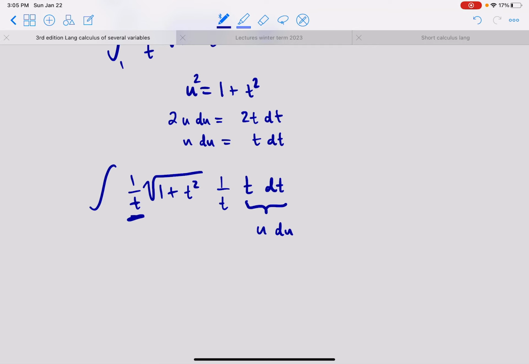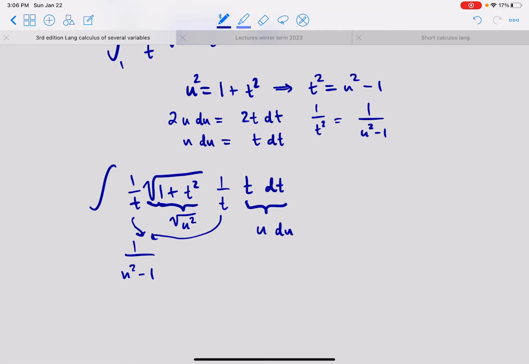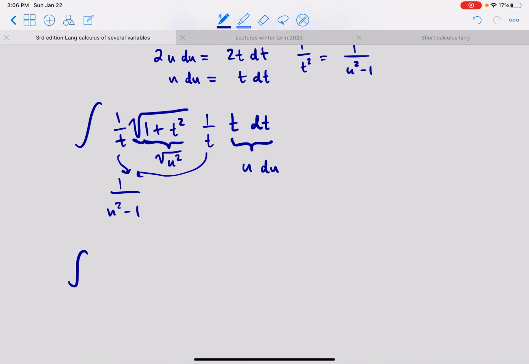And then a 1 over t times 1 over t is 1 over t squared. So then, what's t squared? t squared is u squared minus 1. And I have 1 over t squared, so 1 over t squared is 1 over u squared minus 1. This becomes a square root of u squared, the whole thing. And these two become 1 over u squared minus 1. And all in all, my integral becomes u du times another u, which is u squared du over u squared minus 1.